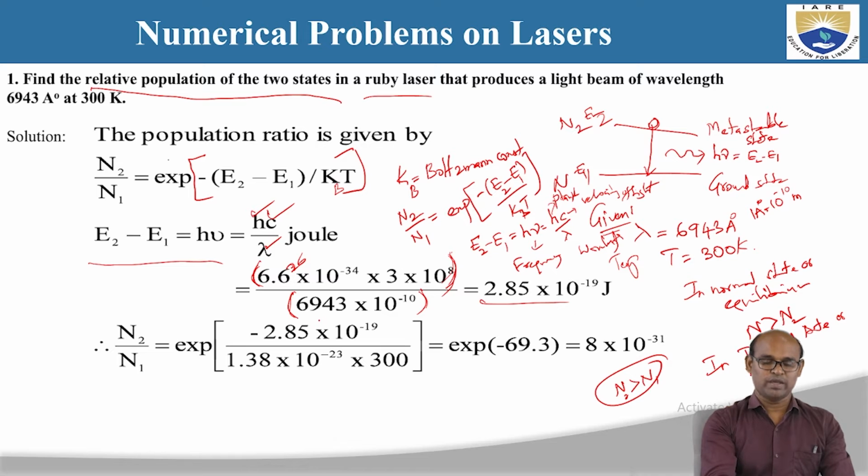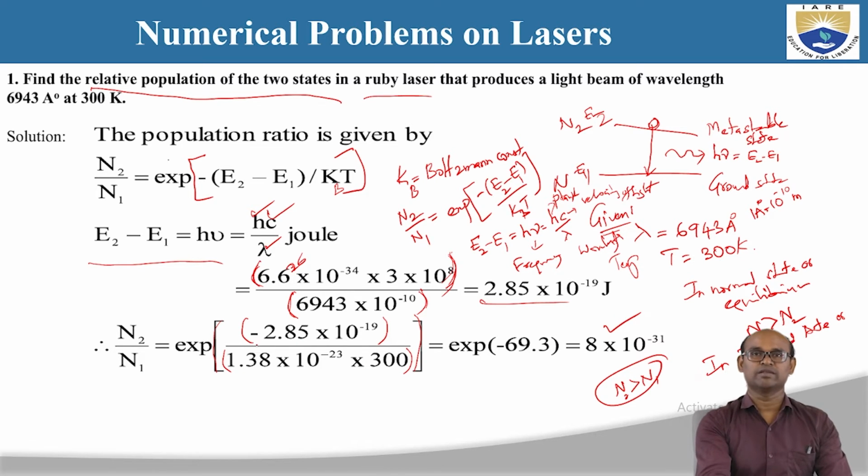Again, put a parenthesis around the numerator and a parenthesis around the denominator, then take the exponential. In the calculator, take exponential, then a bracket, numerator in parentheses divided by denominator in parentheses, then you will get the correct answer. If you do not use the proper parentheses, you will get a wrong answer. So the relative population between these two states is 8 into 10 power minus 31, very small.